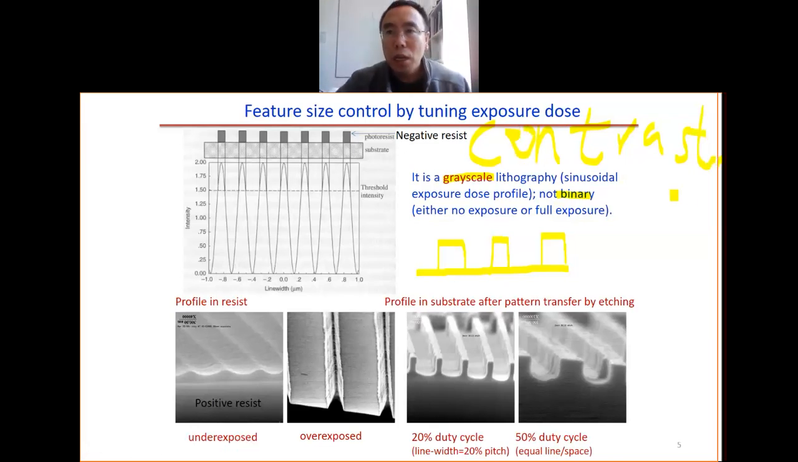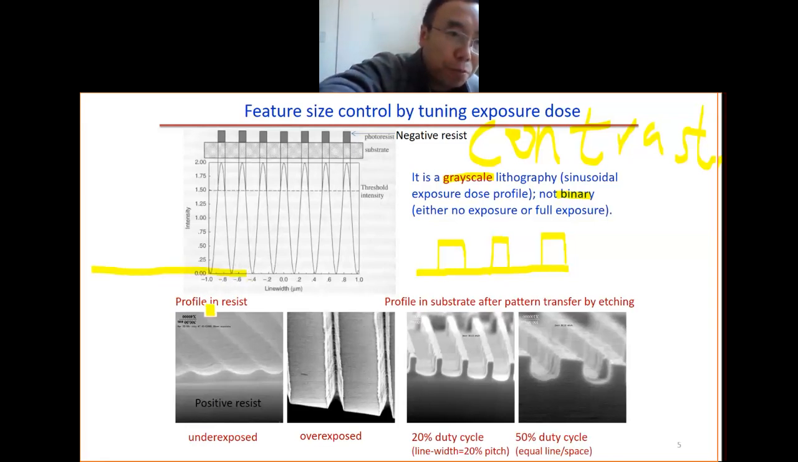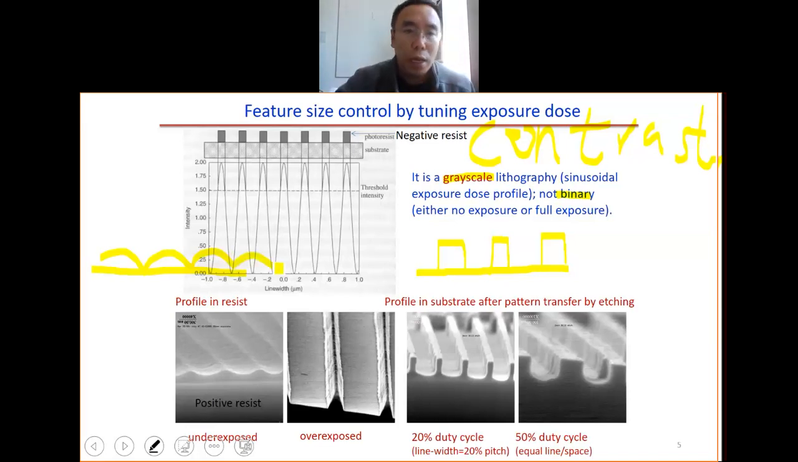So this depends on the contrast of the resist. For the low contrast resist, if the contrast is very low, then the pattern on the resist could be something like this. So this is the low contrast. For the high contrast, it will be something like this. You can get some pattern like this.